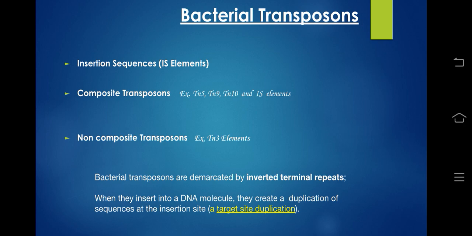Bacterial transposons include insertion sequence or IS elements, composite transposons, and non-composite transposons. Bacterial transposons are demarcated by inverted terminal repeats. Then they insert into a DNA molecule. They create a duplication of sequence at their insertion site, a target site duplication.